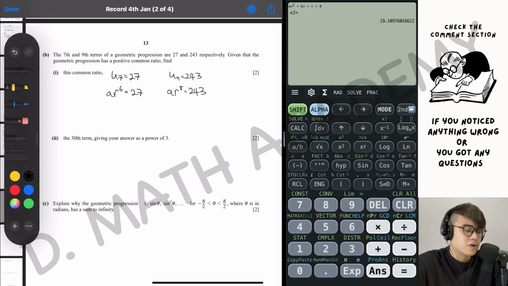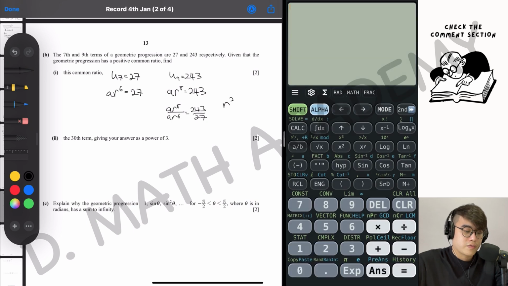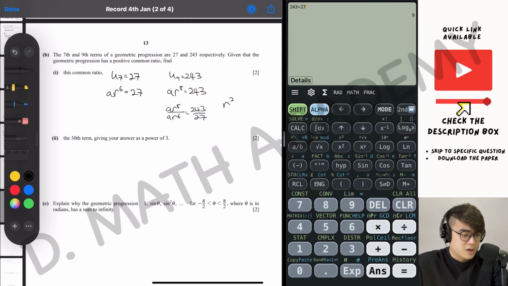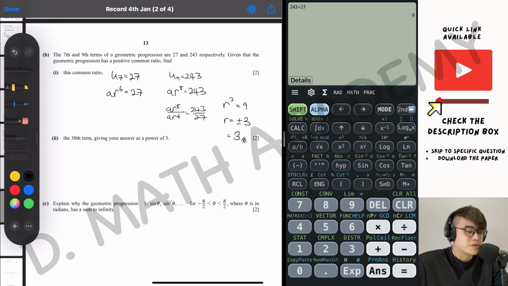So to find your a, okay, doesn't seem relevant here. They wanted us to find a common ratio. So all you have to do is to take ar to the power of 8 divided by ar to the power of 6, which is 243 divided by 27. Then you get r squared left. Okay, 243 divided by 27, you get 9. r's value will be plus minus 3. Okay, and they mentioned that it was positive, so 3 will be the only relevant result here.